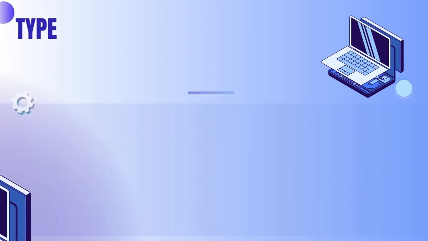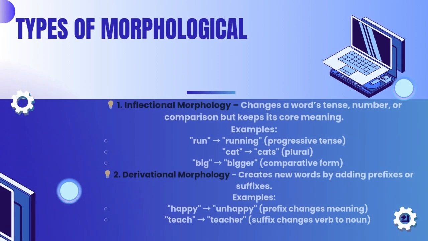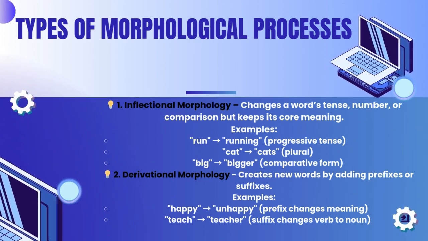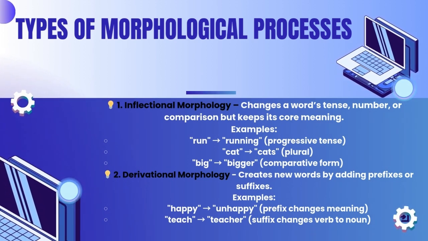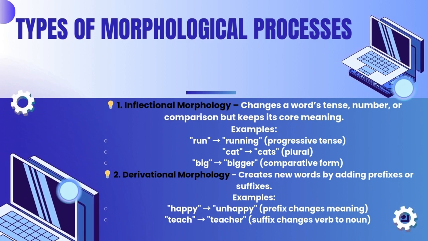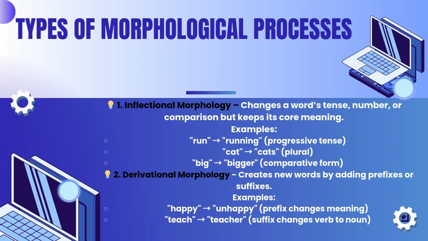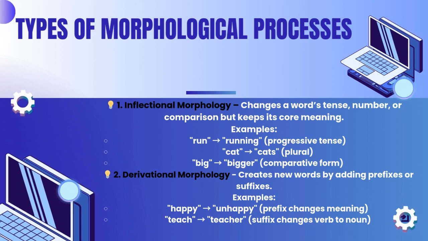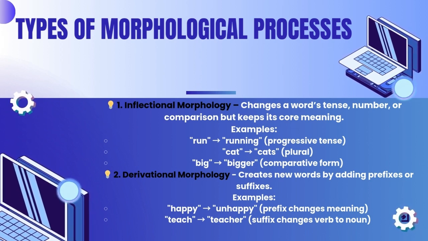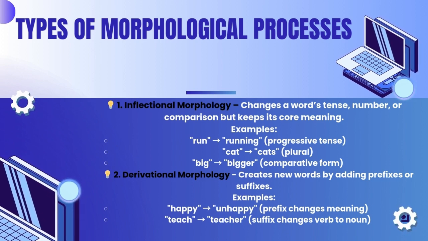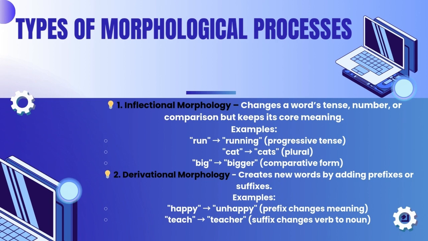Types of morphological processes. One, inflectional morphology changes a word's tense, number, or comparison but keeps its core meaning. Examples: run, running, progressive tense; cat, cats, plural; big, bigger, comparative form. Two, derivational morphology creates new words by adding prefixes or suffixes. Examples: happy, unhappy, prefix changes meaning; teach, teacher, suffix changes verb to noun.